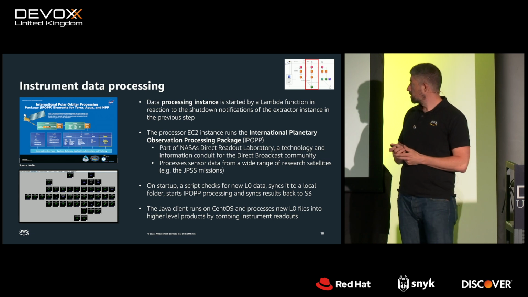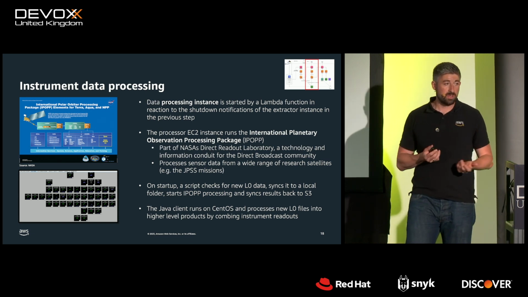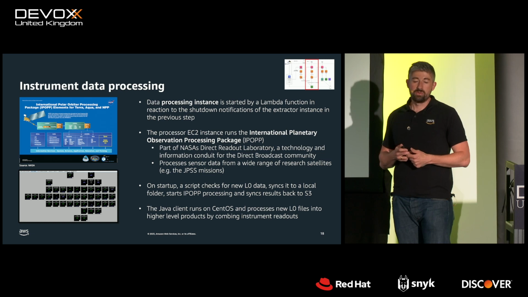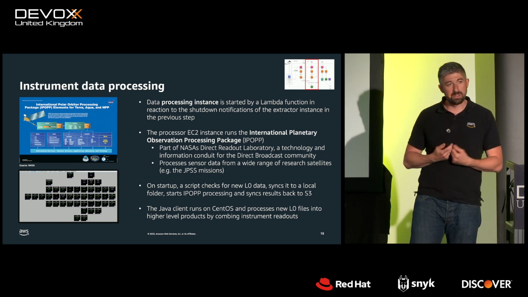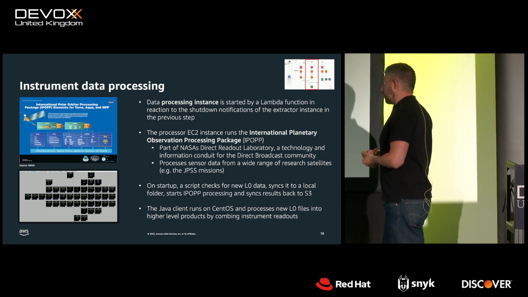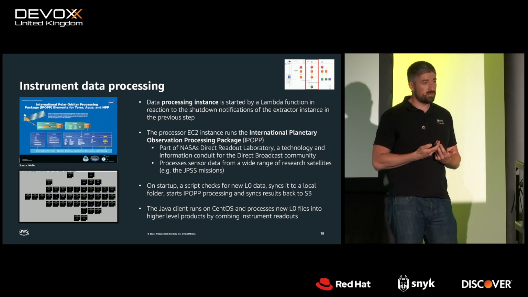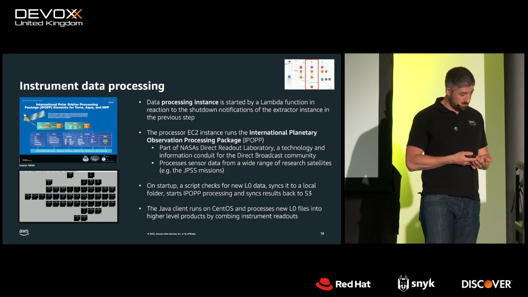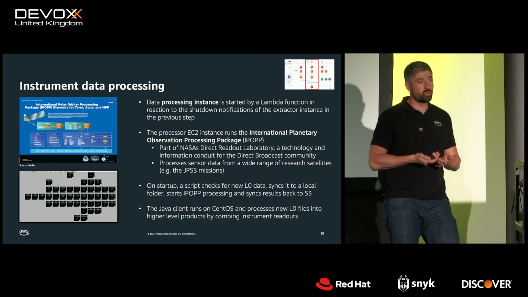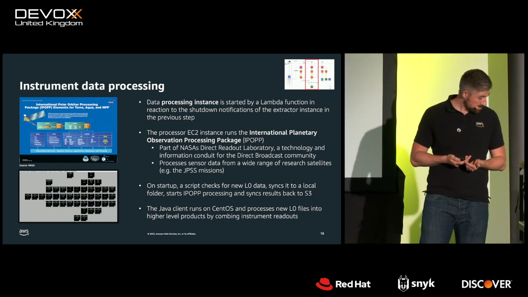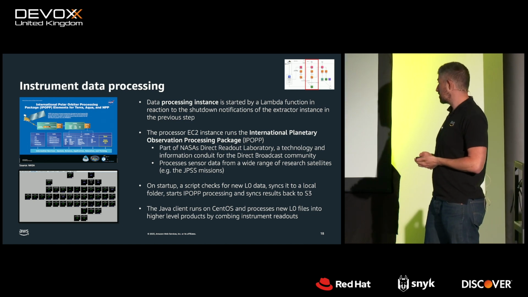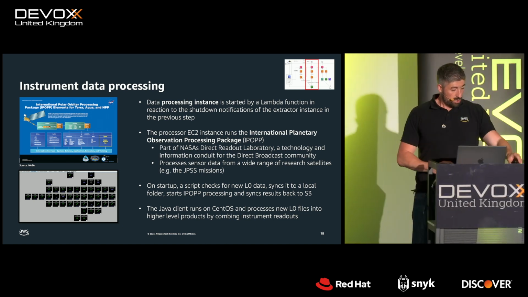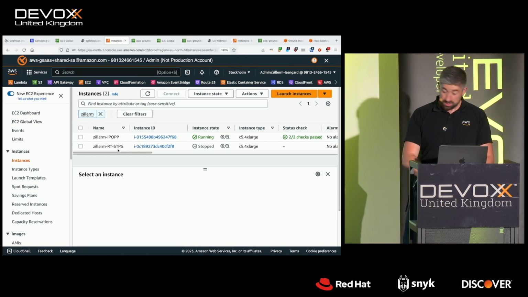It also processes sensor data from a wide range of research satellites, including the JPSS missions, but also Aqua, which is an older research satellite that was used to research the water cycles on Earth. When the instance starts up, there's a script running that checks for new L0 data that has been created in the previous step, and then it syncs it to a local folder, starts the processing, and syncs the data back to S3. It's a Java client that runs on CentOS and processes the L0 files into higher level products by combining the instrument readouts.